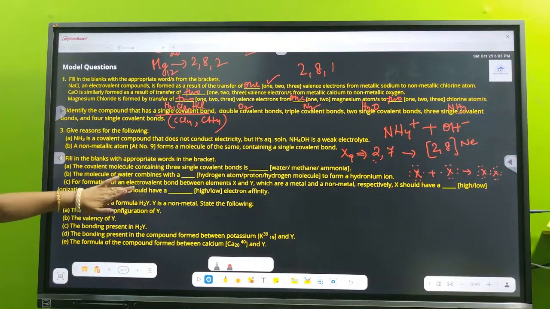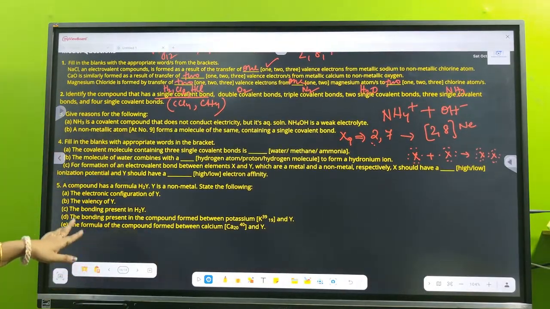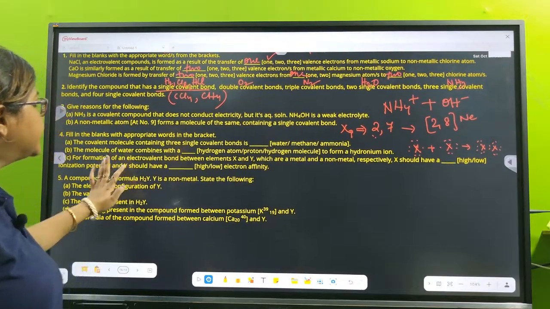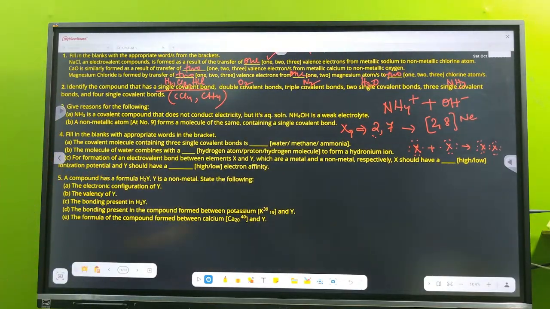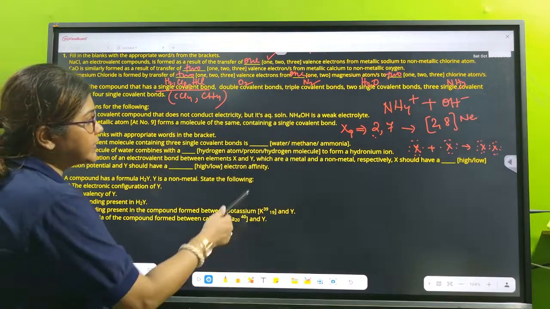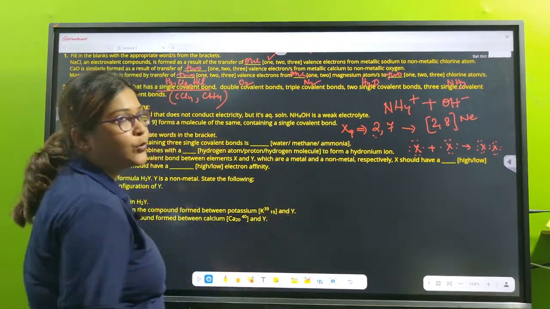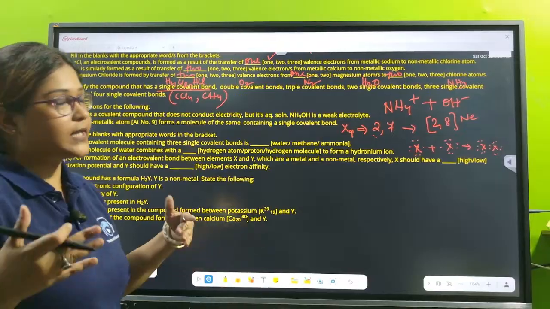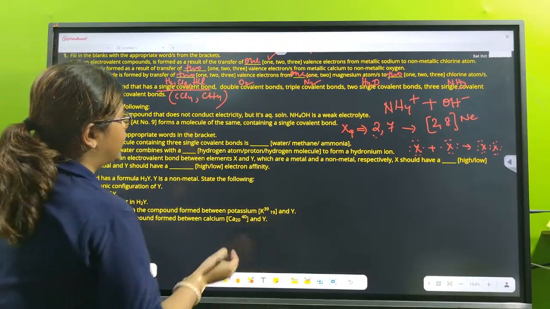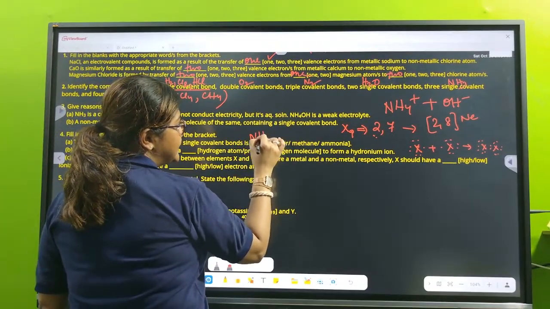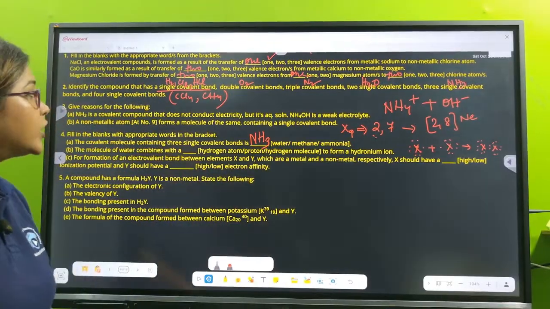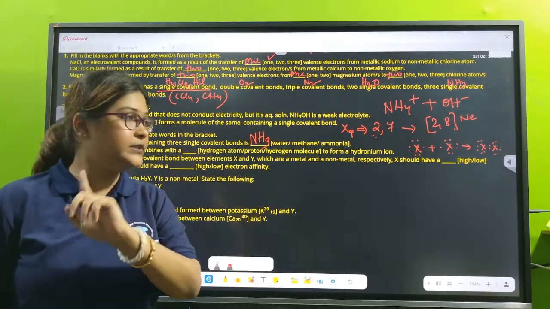Next is fill in the blanks with the appropriate words in the bracket. The covalent molecule containing 3 single covalent bonds. What are the options? Water, methane, ammonia. I have repeated it many times. This is ammonia. It has got 3 single covalent bonds.